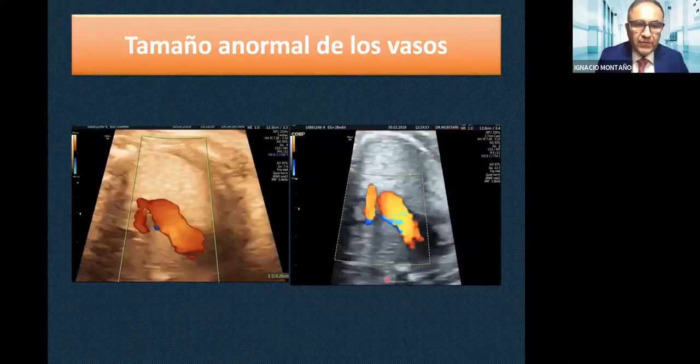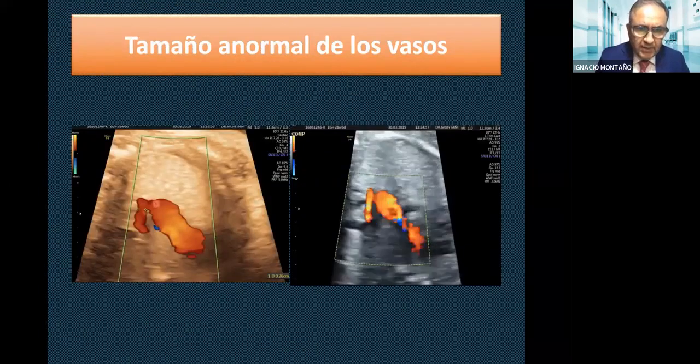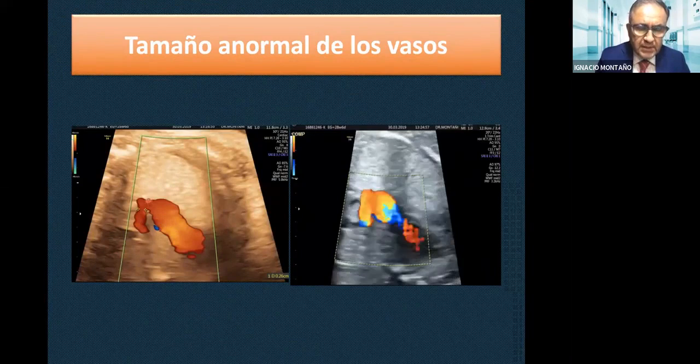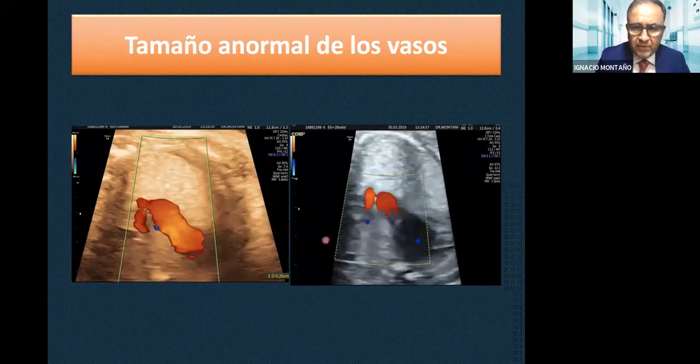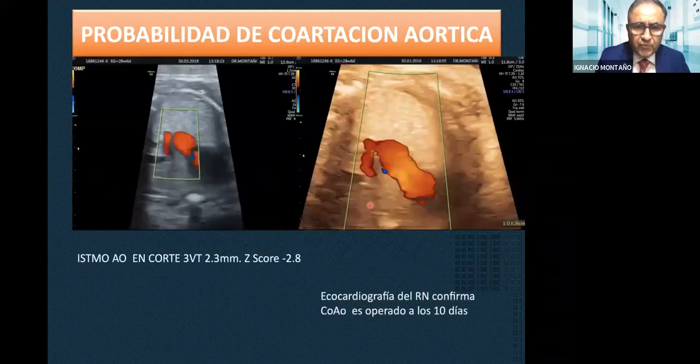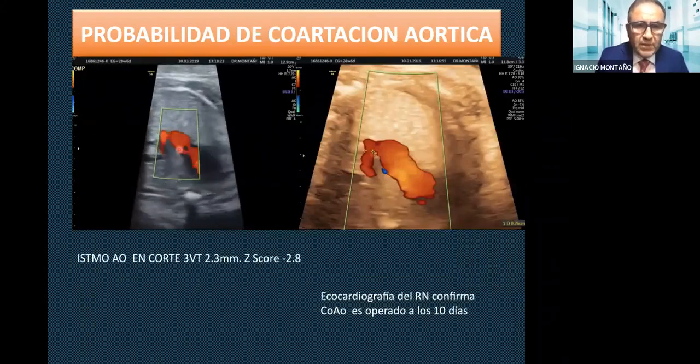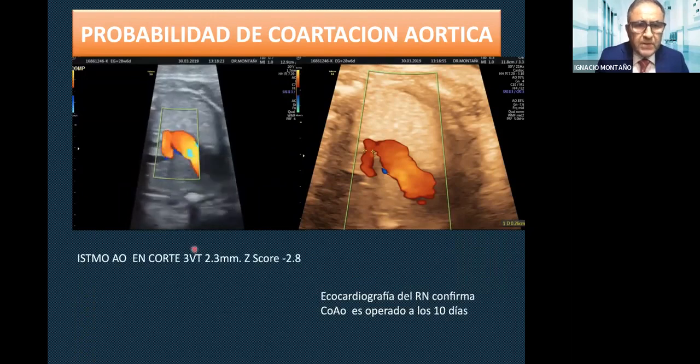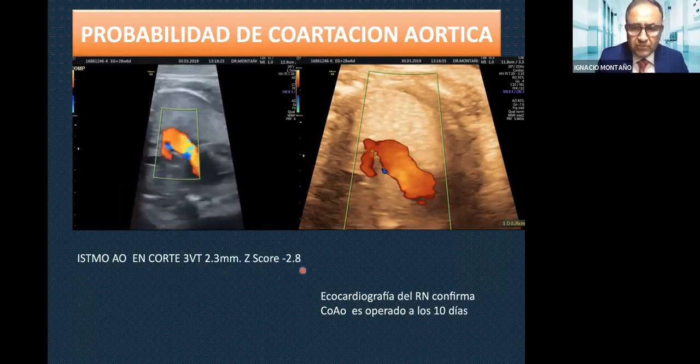In this case, we see a three-vessel trachea view. Here we see the ductal arch, which has a larger diameter in relation to the transverse aortic arch. The transverse aortic arch is smaller in diameter, but it still has antegrade flow. We can immediately suspect that we are dealing with a ductus-dependent heart disease, which would raise suspicion of an aortic coarctation. This one had an aortic isthmus of 2.3 millimeters, which gave a z-score of 2.8. The newborn underwent an echocardiogram and it was confirmed to be a coarctation of the aorta, and surgery was performed at 10 days of age.